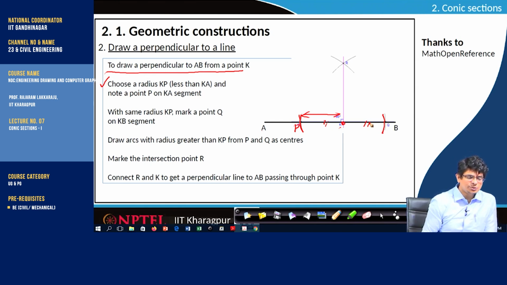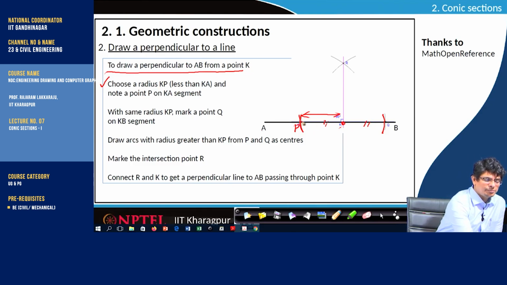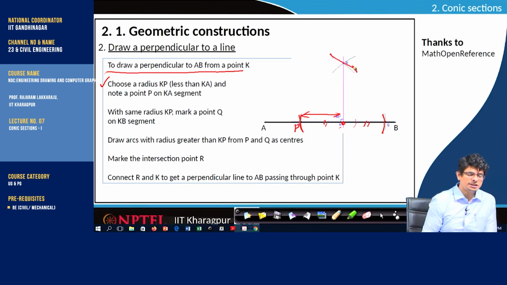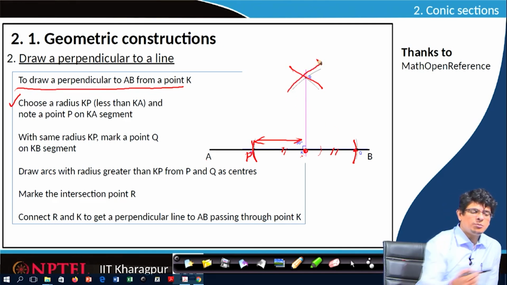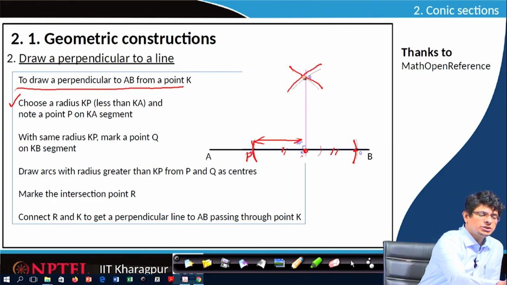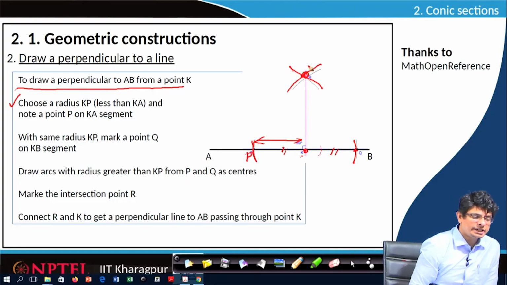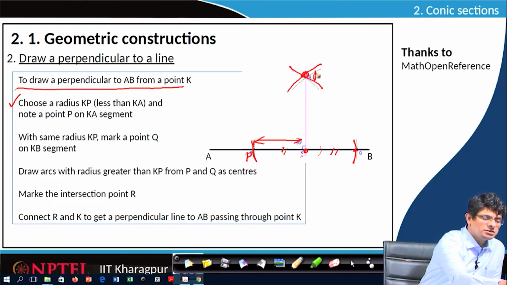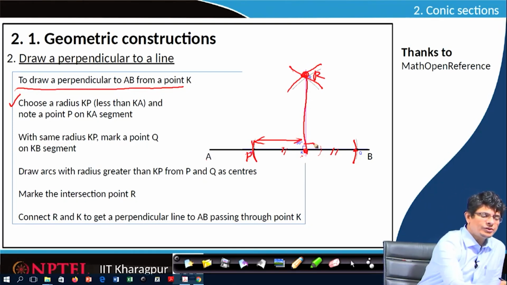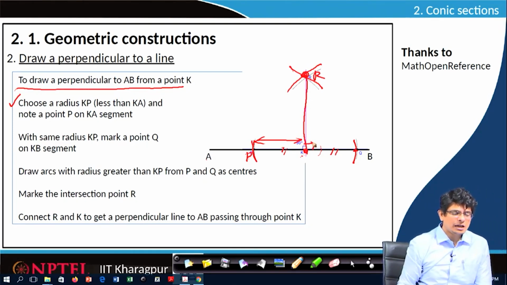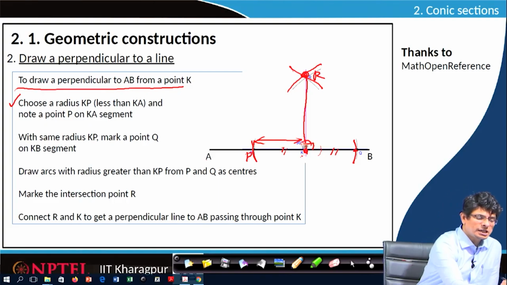Now, use the first principle that we have done, how to bisect a line, because now K point bisects P and Q. So, from P, with a radius greater than half of that, mark an arc on this side. Similarly, from Q with the same radius, mark another arc, so that the intersection point, call it R. From there, join the line. Once we do that, we will get a perpendicular line passing through point K.